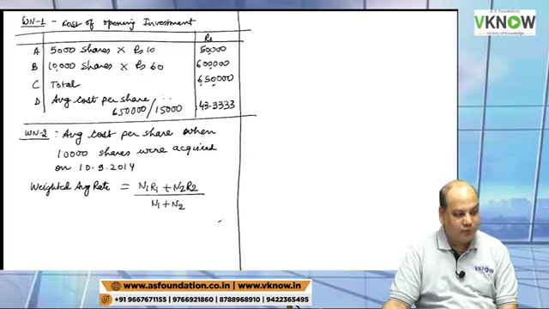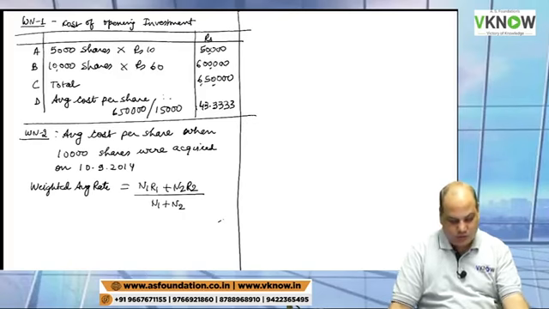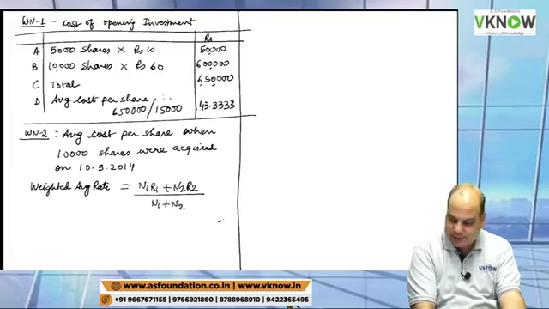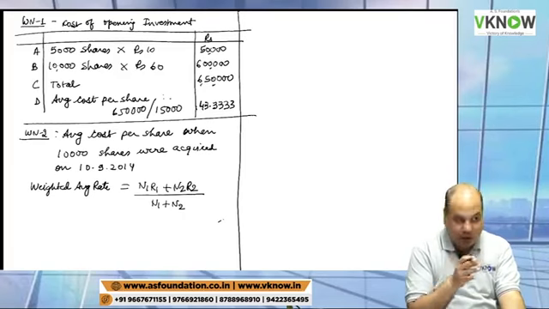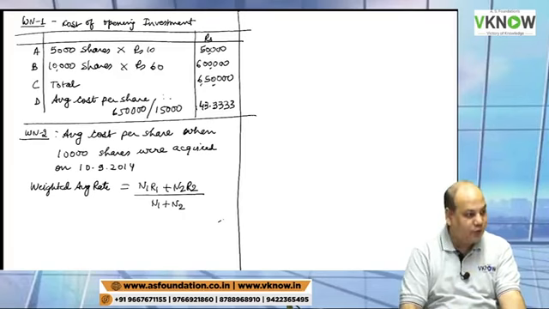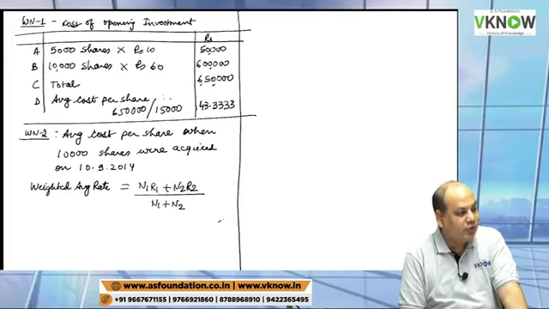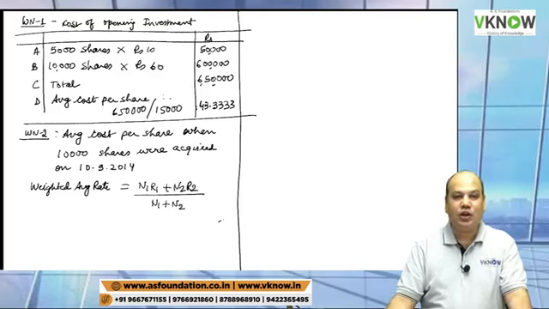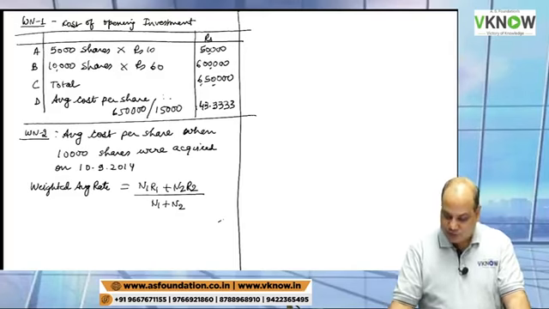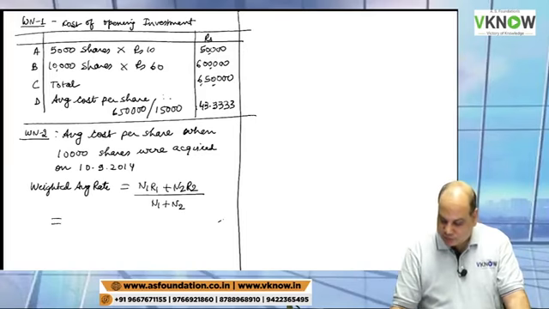Students are saying 54. Let me check. I can't guarantee whether 54 is right or not. This is what generally students are answering. I need to calculate. Yes, so I am calculating now.